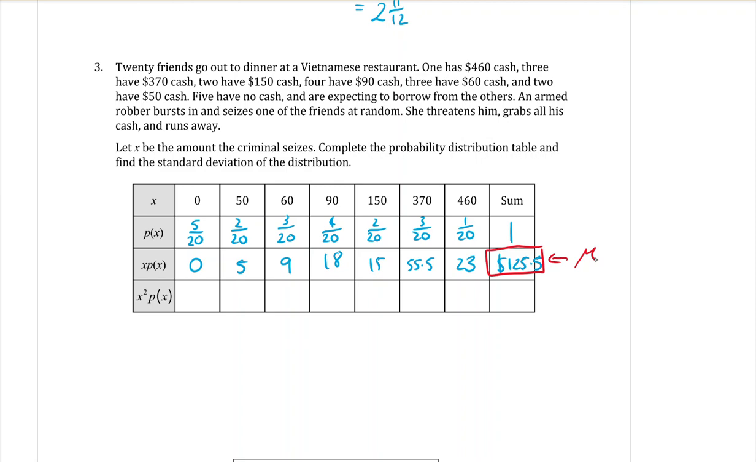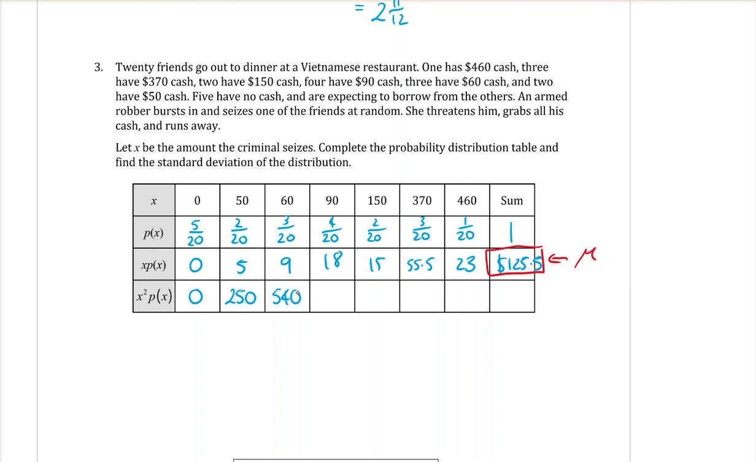Okay, so we now want to continue on to find our variance. This has been set up for the second type. You can see it here, the x squared P(x). So x squared means you want to square this one, and then times it by the probability. So it's 0 squared times 5 over 20. 0 squared, anything times 0 is still going to be 0. Okay, that was an easy one. Then you want to do 50 squared times 2 over 20, which is 250. Yes, good job. Then the next one, 60 squared times 3 over 20.